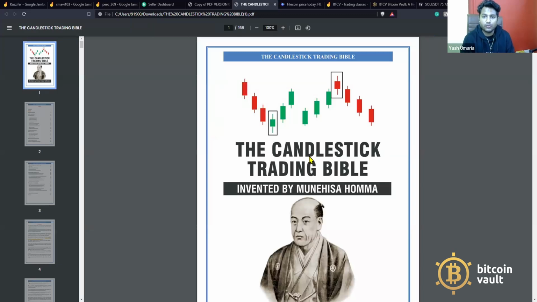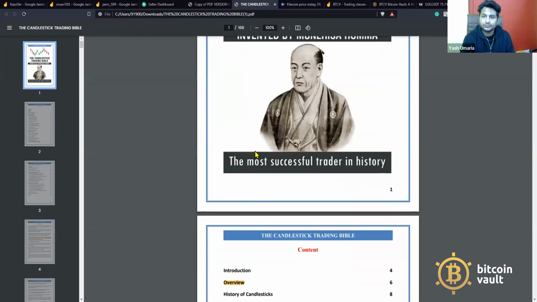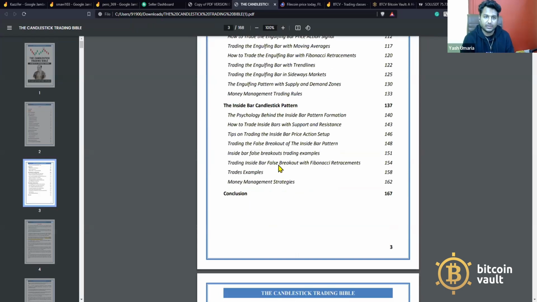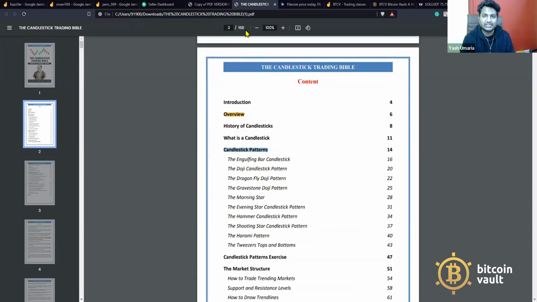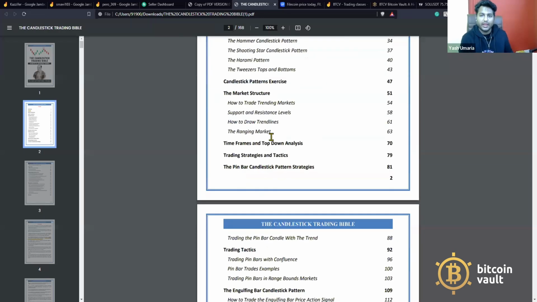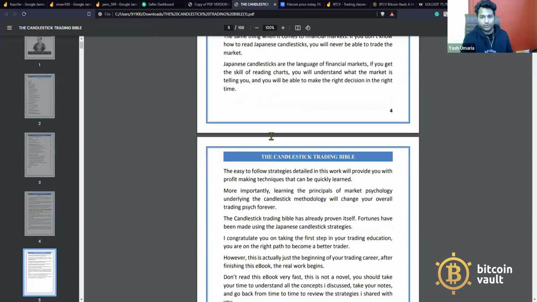So this is what I'm going to share with you, the candlestick trading Bible. You can read it. It has different types of candlestick patterns, so many patterns. Of course, it's very lengthy. It has 168 pages. So please give it time, at least half an hour or 15 minutes per day, and read it. It's going to be very informative for you.